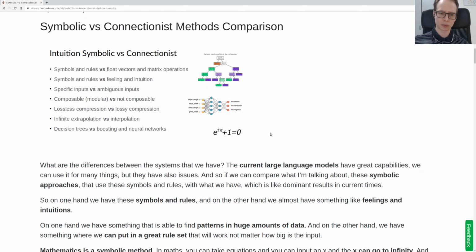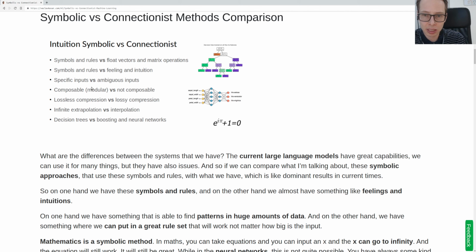So what do we have? What am I comparing? On one hand, we have feelings and intuition, which are represented by neural networks. On the other hand, we have symbols and rules, which are represented by algorithms. And currently, large language models map from symbols to symbols, but they are more about neural networks. And what we are talking about is combining this, based on previous approaches, with symbols.